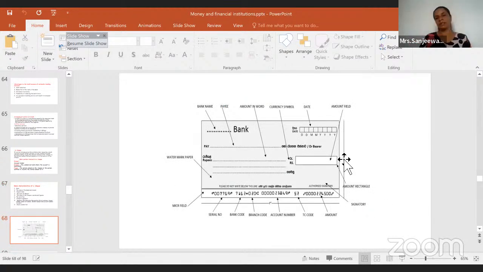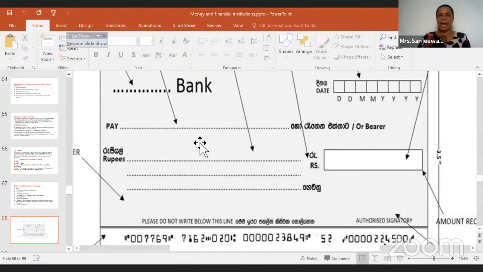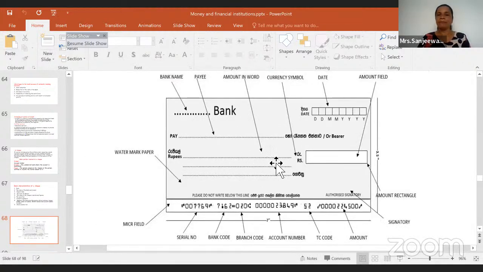Now here I have given a sample of a check, right? It shows everything, so you just go through it. I'll show you. Now, the bank name, the payee. Now the amount in words, right? The currency symbol rupees, the date, the amount. Here also you need to write, okay? Then here, this is the magnetic strip. So these are the numbers that I explained to you.